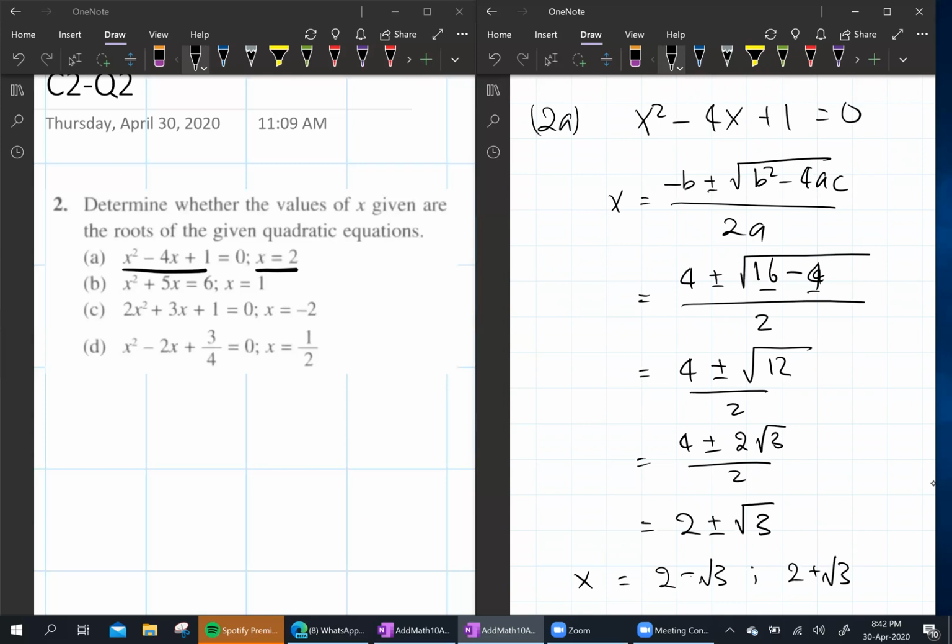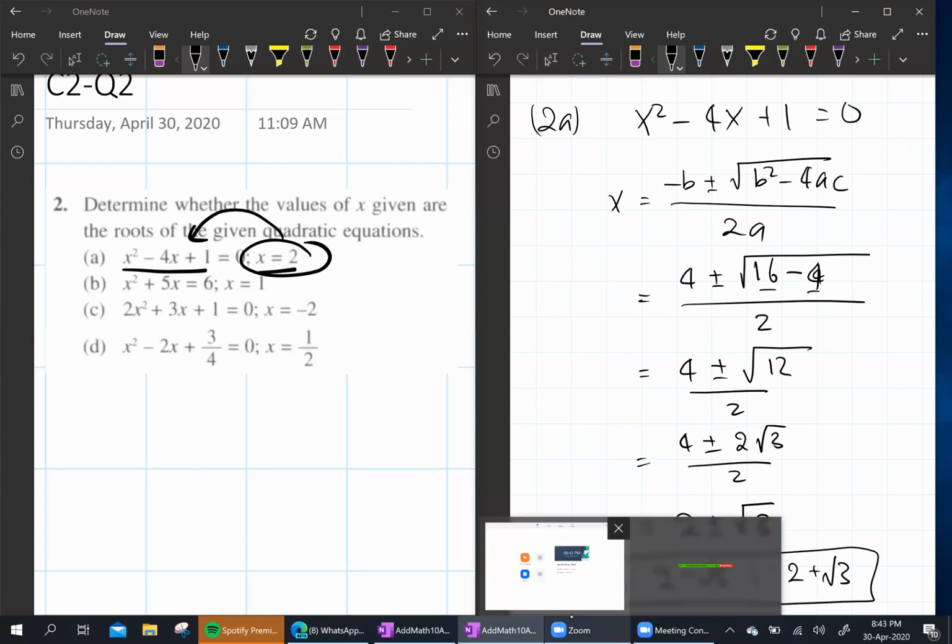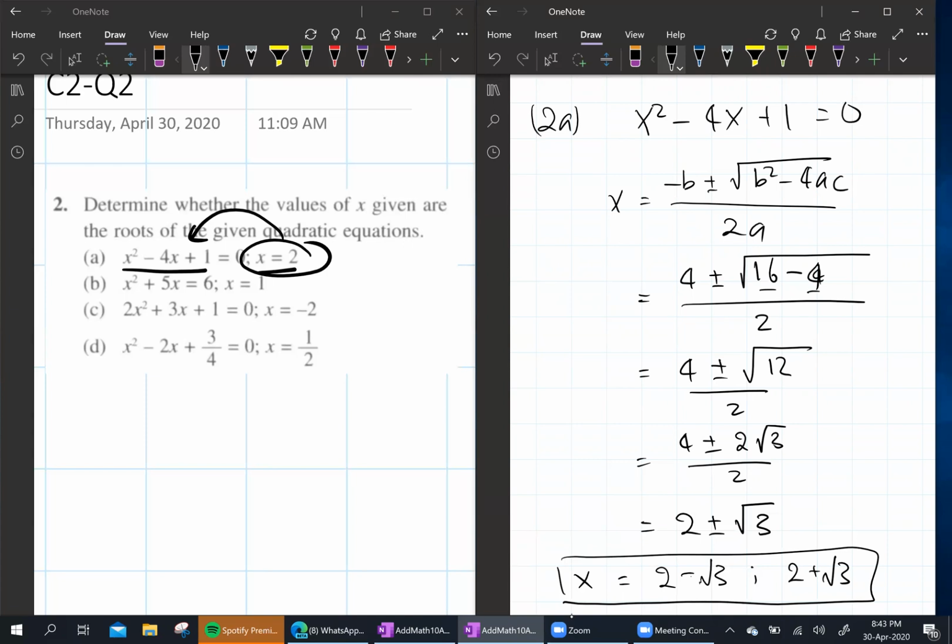So x minus 2, x equals 2. Is that a root or not? Is 2 the root of this equation? No, the root is like this. It cannot be 2, because 2 is not a root for this. So the first one is no. Then you find the second one. You try and see.